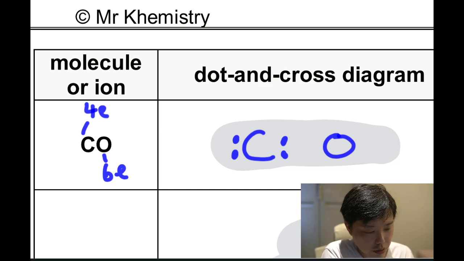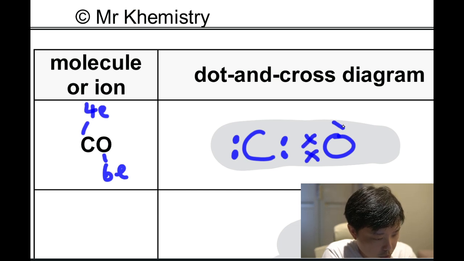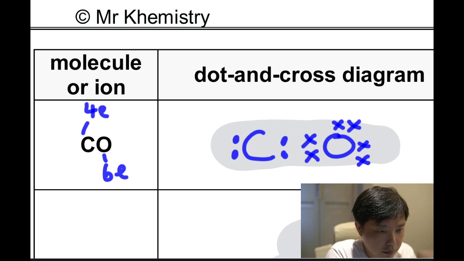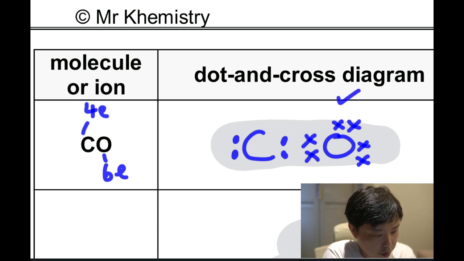dot and cross, we'll alternate between dot and cross. So we'll just put down 6 electrons: 1, 2, 3, 4, 5, 6. Okay, so we realize that for oxygen, it has reached octet configuration, so it's very happy.